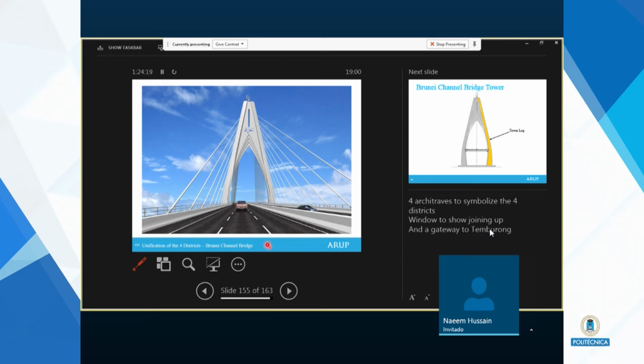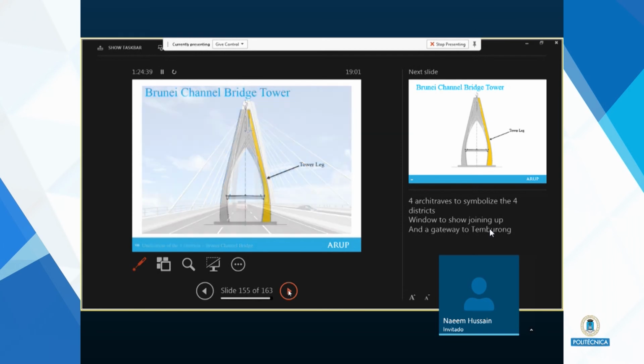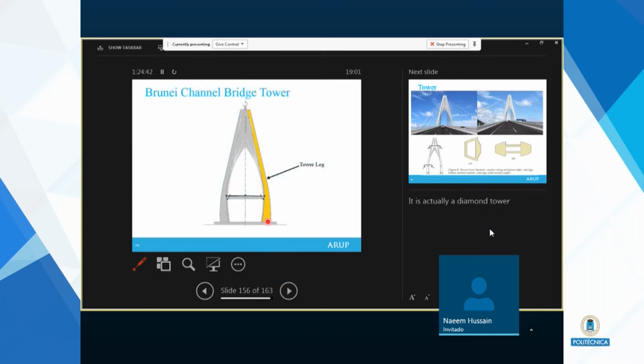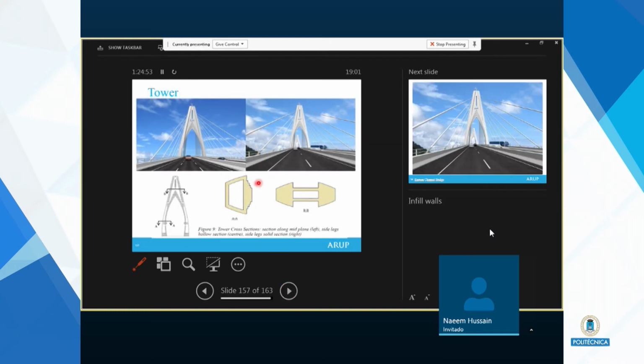So what we have done over here is to have 4 architraves. These are the architraves, which show the 4 districts coming together. And that's the slot over there to say we have unified the 4 districts. So we created a kind of gateway that is symbolic. But in engineering terms, it's actually just a diamond tower. The main member comes down, so it's basically a diamond shape. The construction is hollow legs, and then at the top, we have the connecting walls.